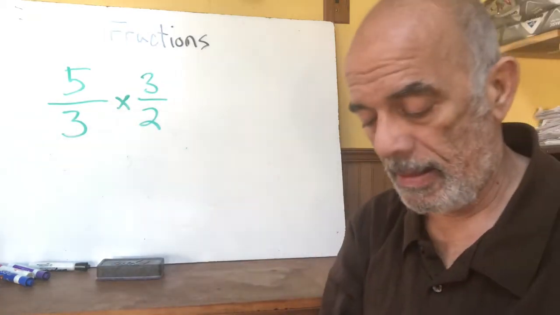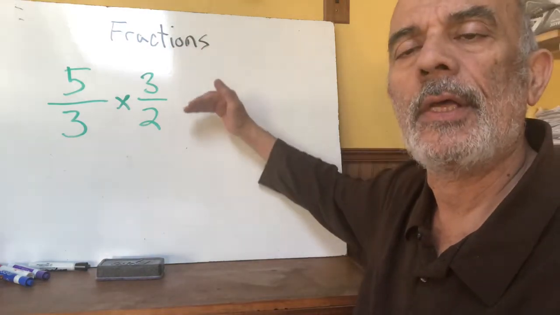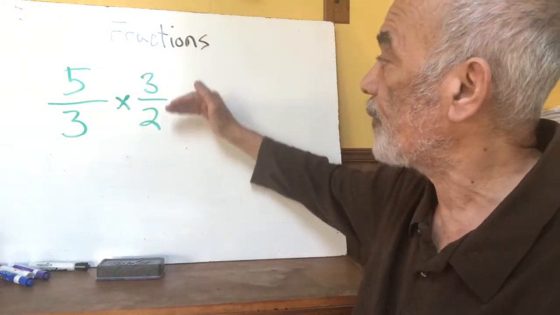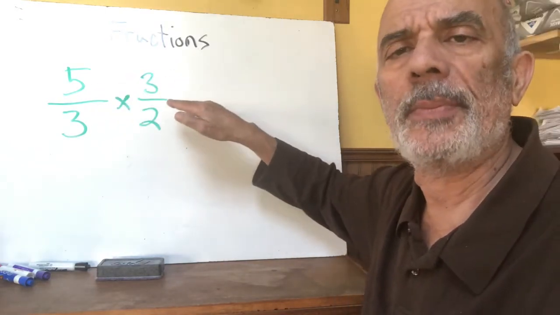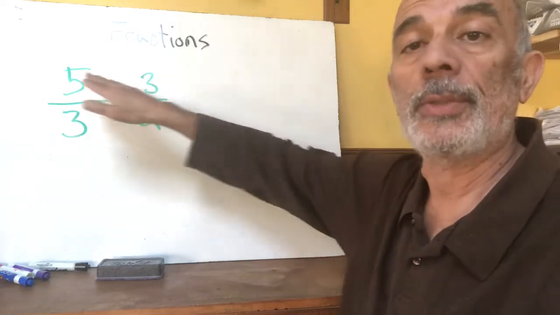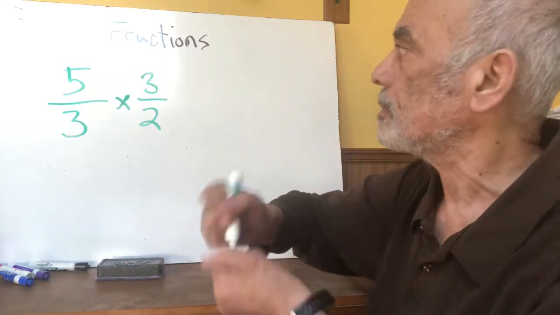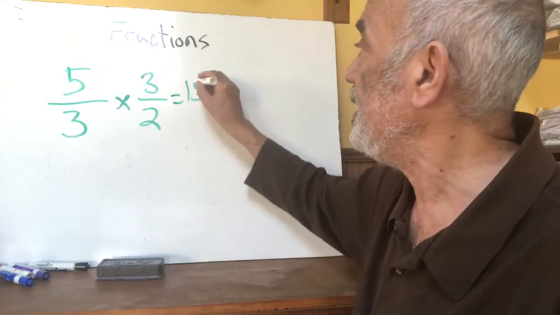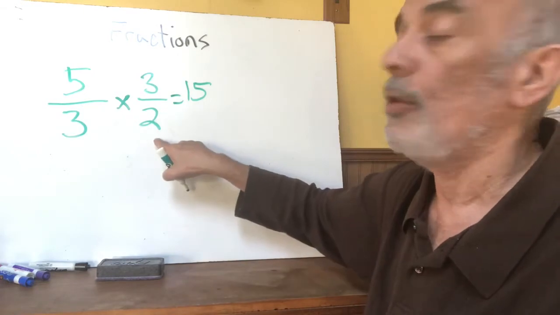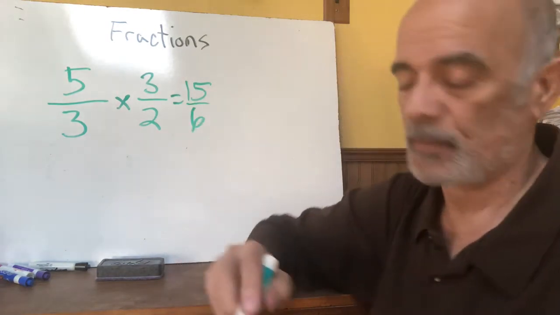But in multiplying fractions, as long as we have a fraction, we can do the normal multiplication, which is multiplying numerator times numerator, denominator times denominator. 5 times 3 is 15. 3 times 2 is 6.